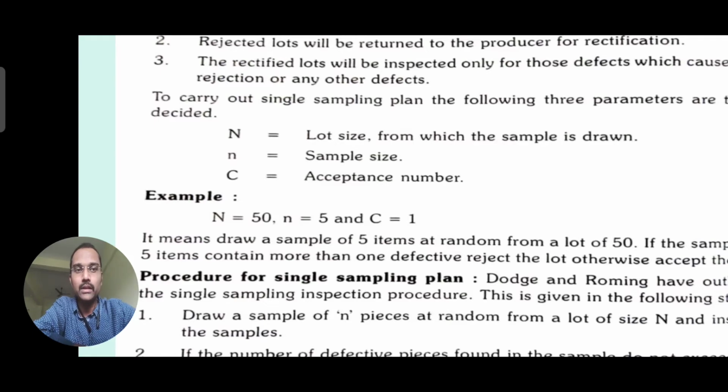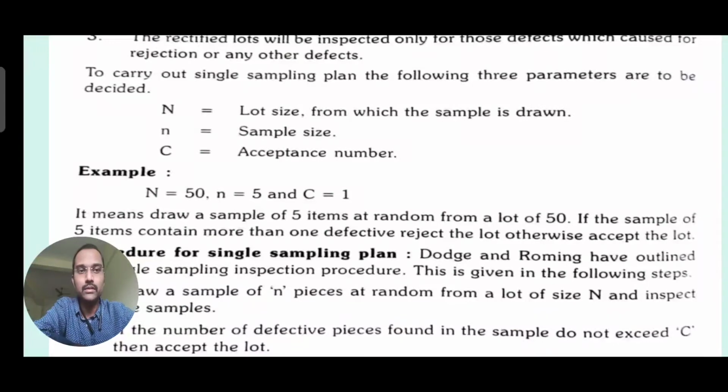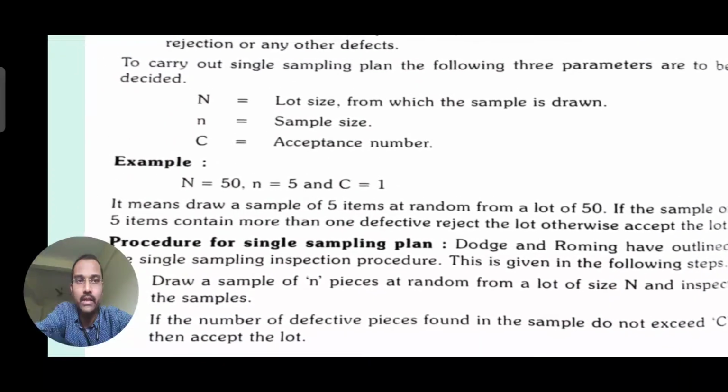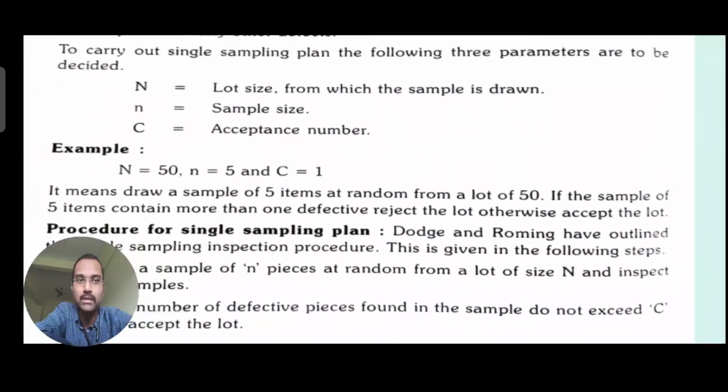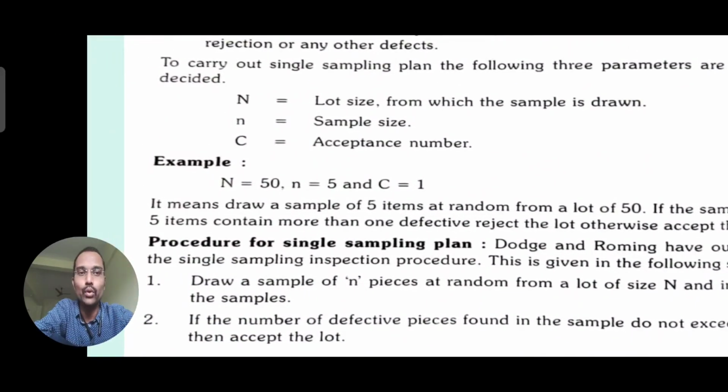Otherwise, if you found less than that, that is, one defective or fewer, then you can completely accept the lot. The persons Dodge and Romig have outlined a flow chart, like a single sampling plan, to understand it clearly.